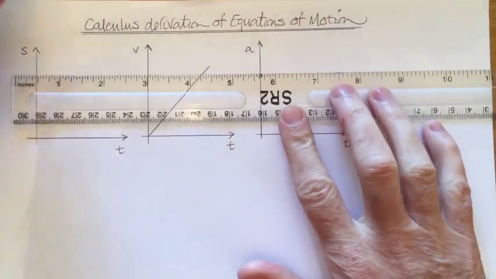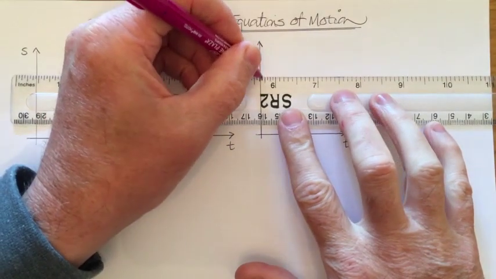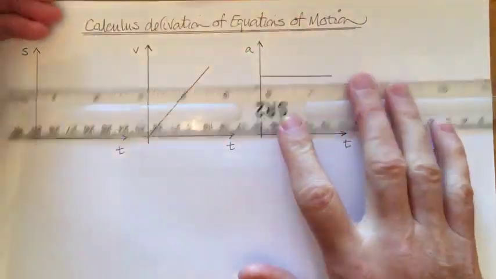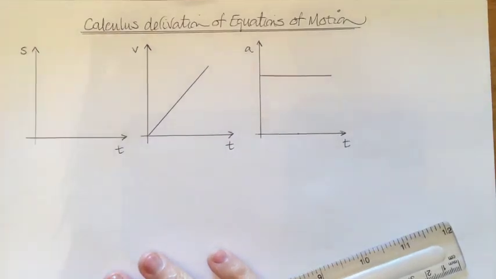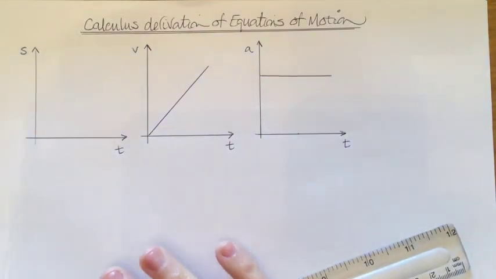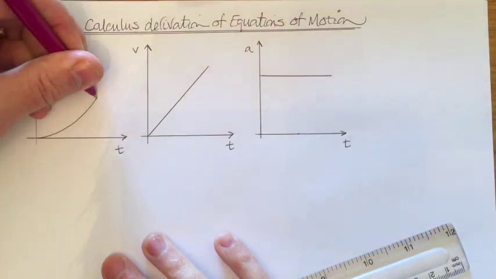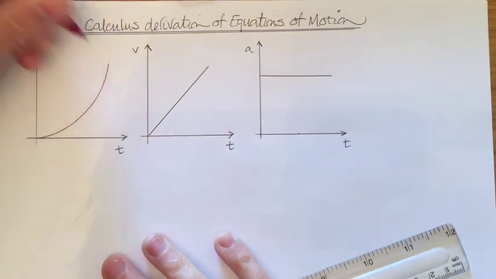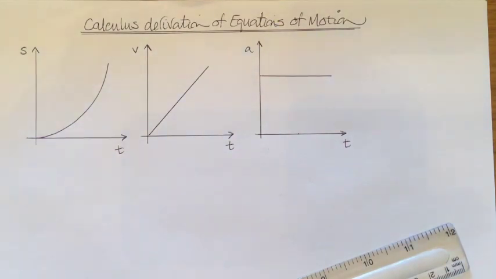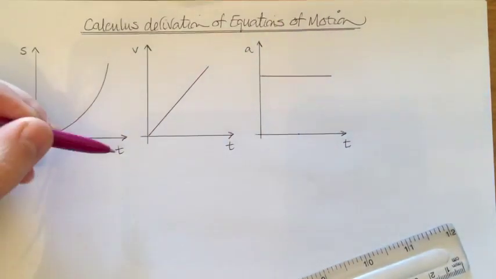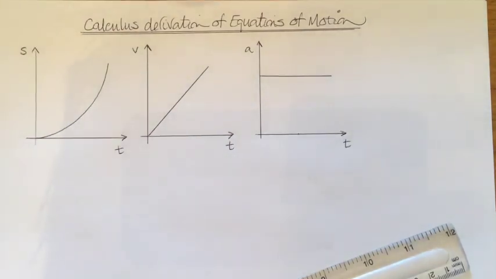If it's got a constant acceleration, then that acceleration is not changing with respect to time, and its displacement, that's how far away it is from its original position, is increasing at an ever increasing rate. Those are our three characteristic graphs of how things change over a period of time when an object is accelerating.